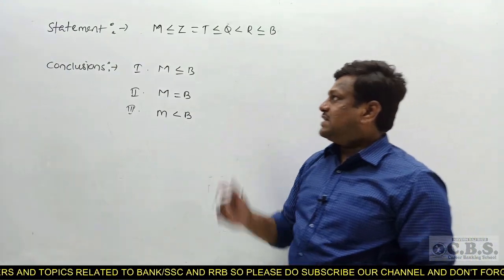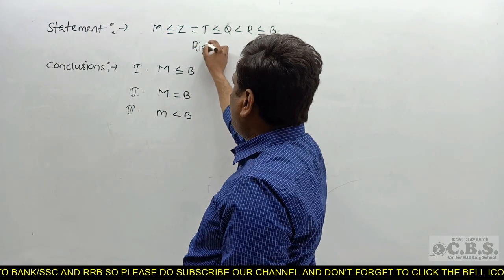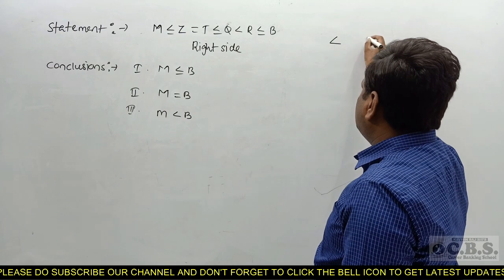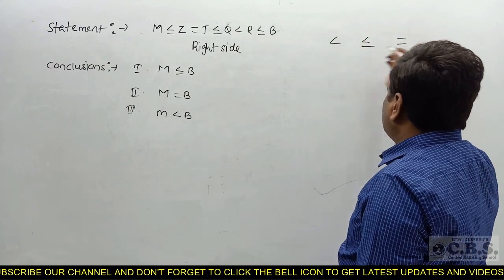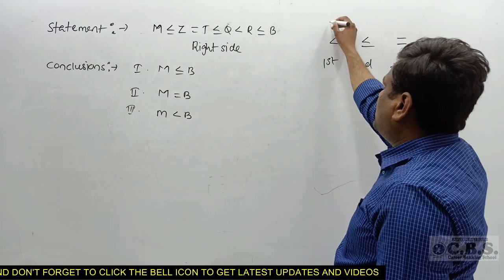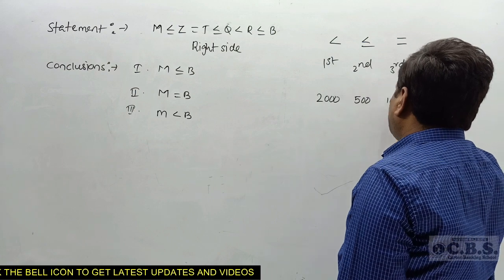Okay, go for the next statement. Here all symbols are on which side? Right hand side. On the right hand side, the first rank is less than, the second rank is less than or equal to, and the third rank is equal to. This is the 2000, this is the 500 rupees note, and this is the 100 rupees note.